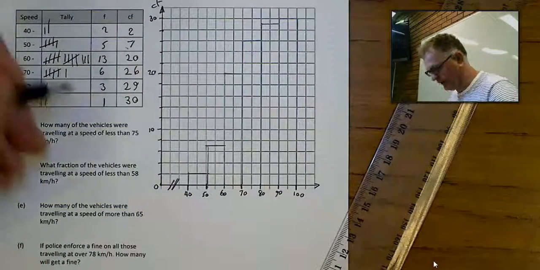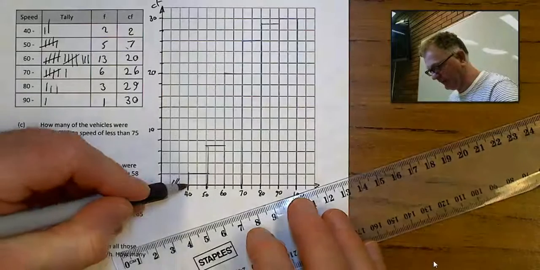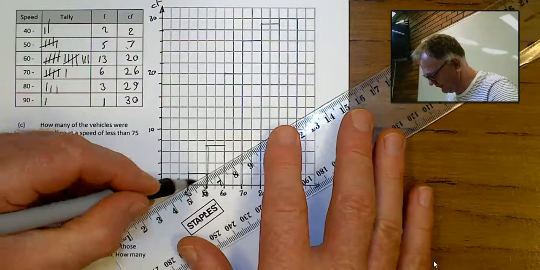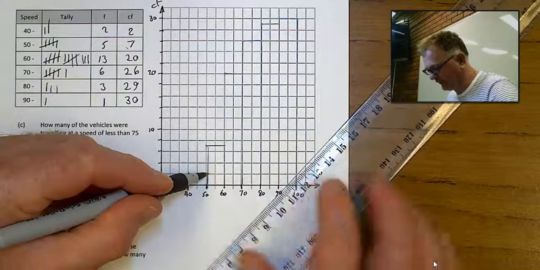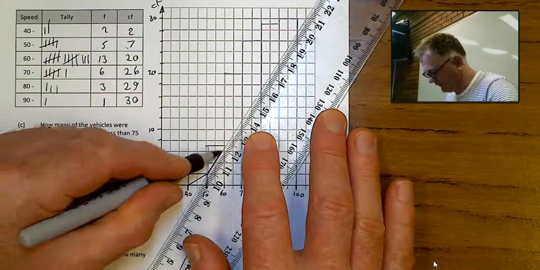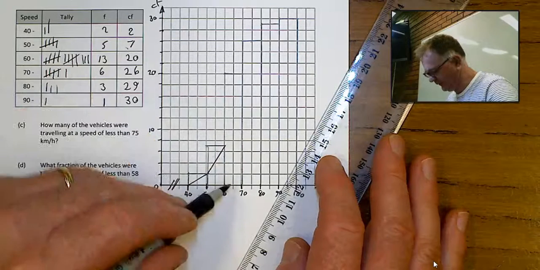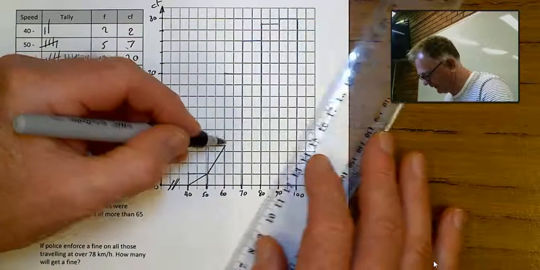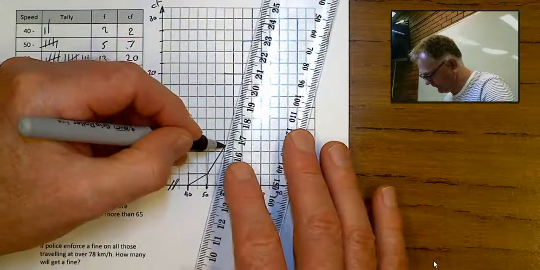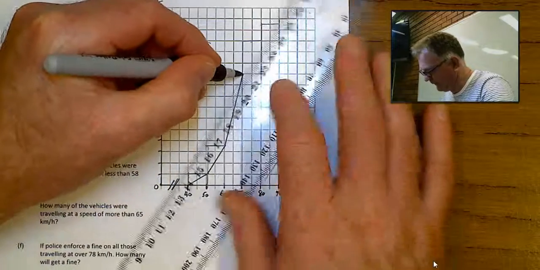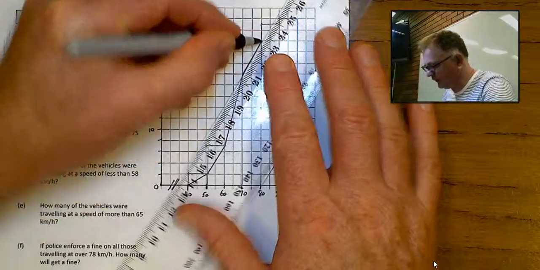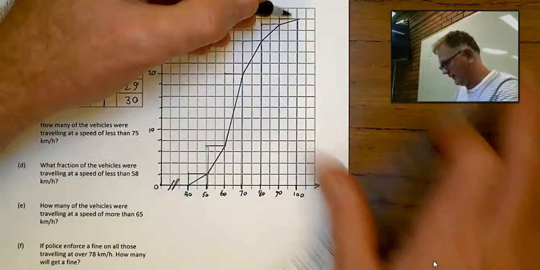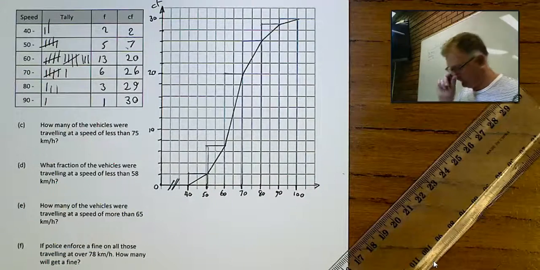So we start here, there were no cars of speed less than 40. By the time we got to a speed of 50, we had accounted for 2 cars. By the time we had got to a speed of 60, we had accounted for 7 cars. By the time we had got to a speed of 70, we'd accounted for 20 cars, and so on. Now it's very typical that ogives have kind of got this S shape. That's a very typical shape for an ogive.